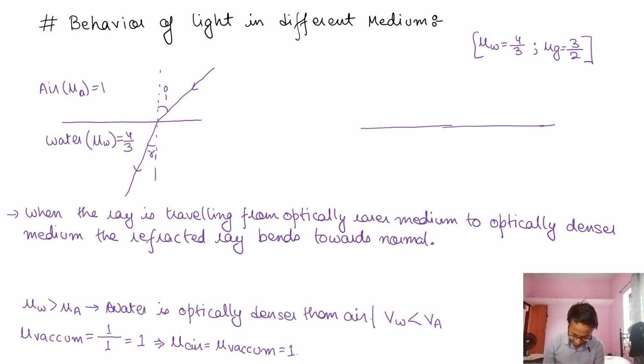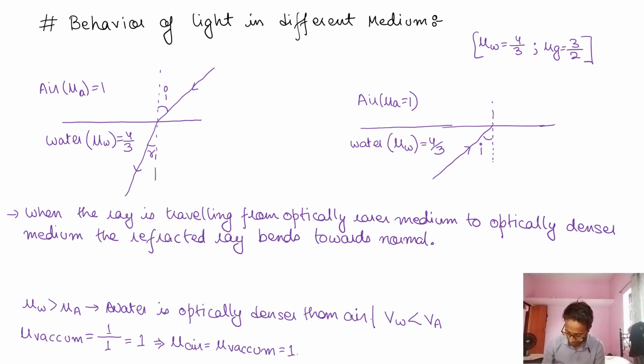Okay. Now suppose the ray is traveling in the opposite direction. This is water. Refractive index of water, mu w, is equal to 4 by 3. And refractive index of air, mu a, which is treated as vacuum, is equal to 1. Okay. Now suppose there is an incident ray. This is an incident ray, and this is the angle of incidence.